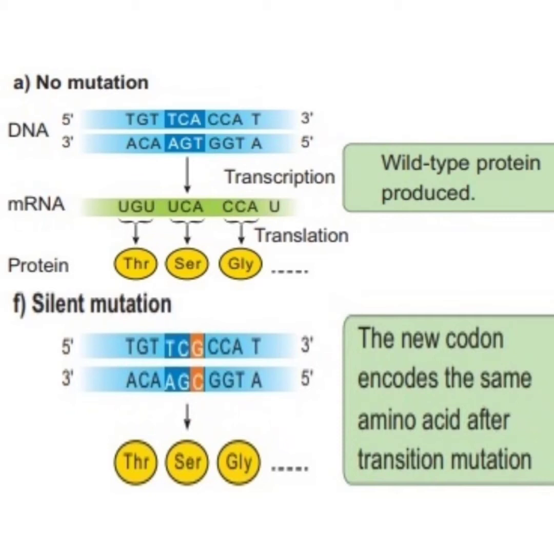In the 3' 5' strand, the complementary strand, ACA, AG, instead of T, C is formed, and GGT and A. Normally, the protein formed is a threonine, serine, glycine polypeptide. The same amino acids are also formed because of this strand: threonine, serine and glycine. So the new codon encodes the same amino acid even after the transition mutation.